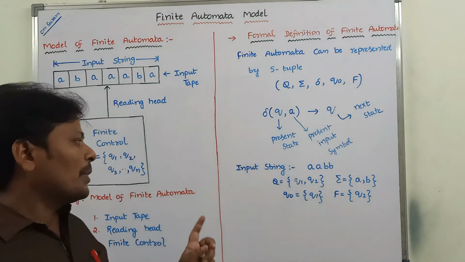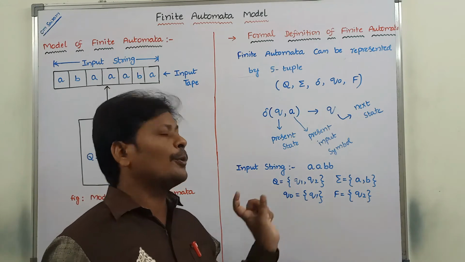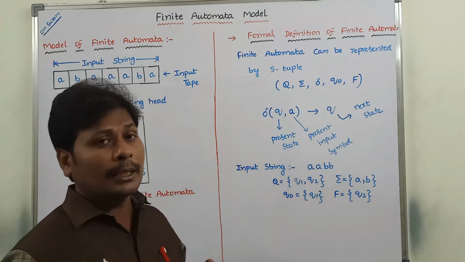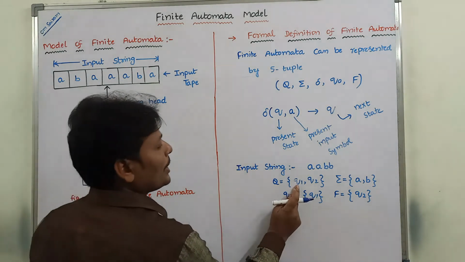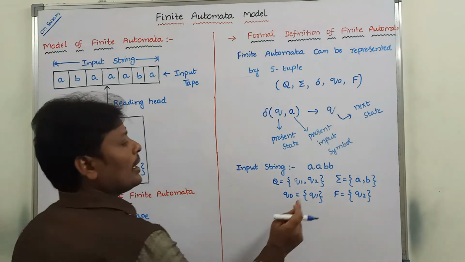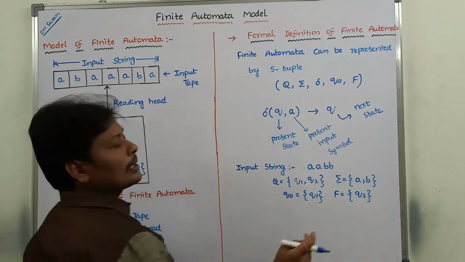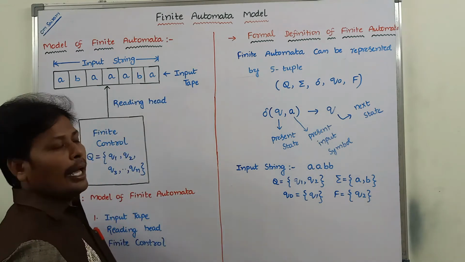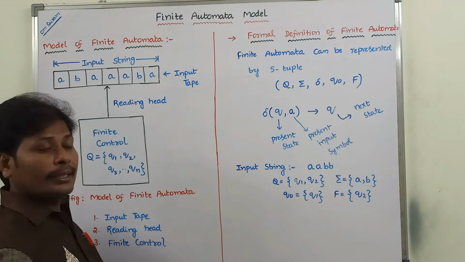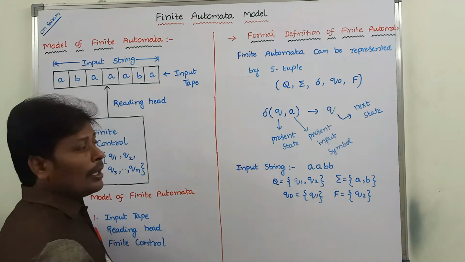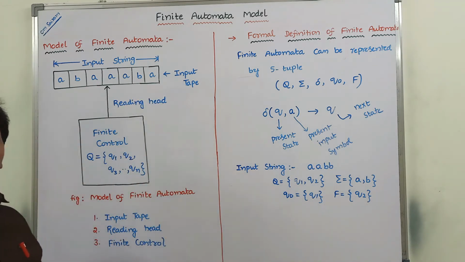I am taking these five tuples. Q is equal to the set {Q1, Q2}. That means the finite control contains only two states, Q1 and Q2. Next, the input alphabet contains only two symbols, A and B. Among these two states, Q1 is the initial state, represented by Q0, and Q2 is the final state, represented by capital F.